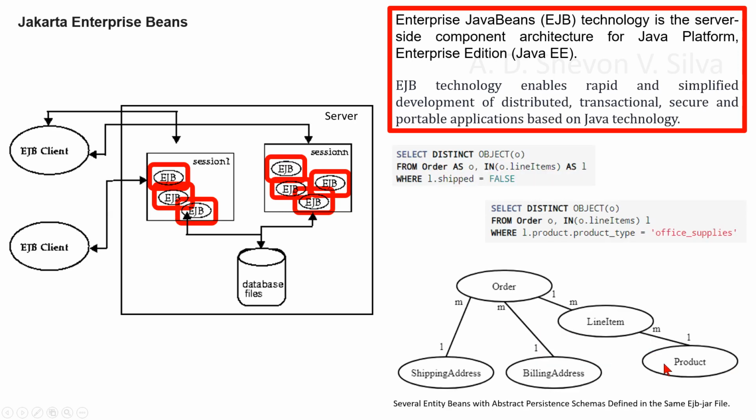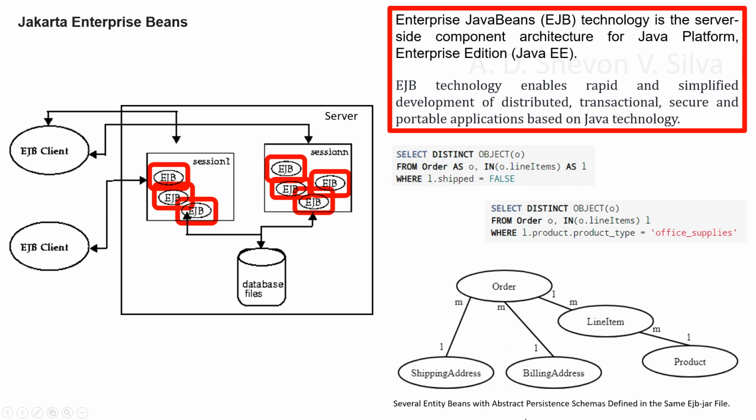Here you can see several entity beans with abstract persistent schemas defined in the same EJB-jar file. The following convention refers to the names used for the entity beans in these subsequent examples. An entity bean as a whole is designated by name EJB, and its entity bean class and abstract schema type are designated by the name. The following convention is used to name the local interface of an entity bean.